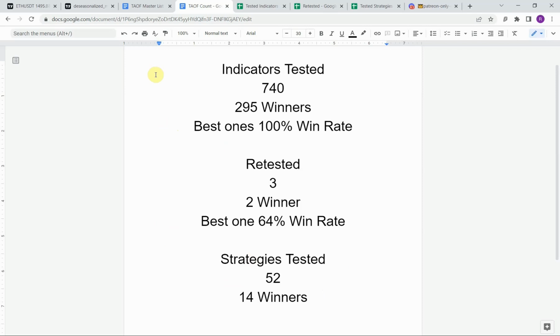Now you need to go back and watch those videos to understand the context of how they were able to achieve that. So go back and watch those videos and see what you can get out of those winning indicators. We've also retested or done the advanced testing on 3 of the winning indicators from up here. 2 of them have been winners, maintained the win rate, and the best one is a 64% win rate. Keep in mind that we test most of these strategies and indicators on the Forex and crypto market, but they can be applied to just about any market universally.